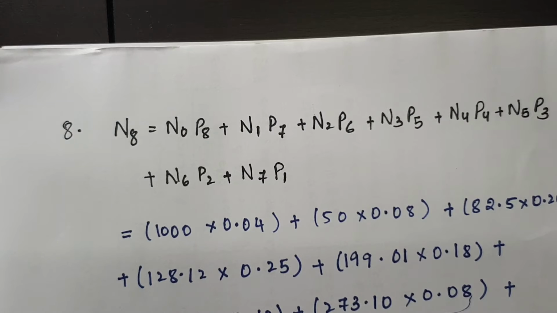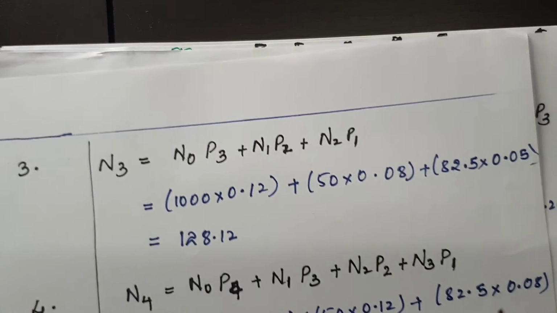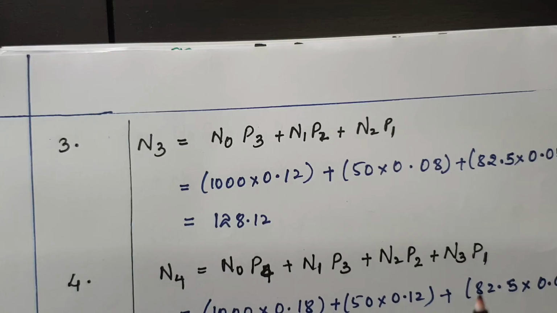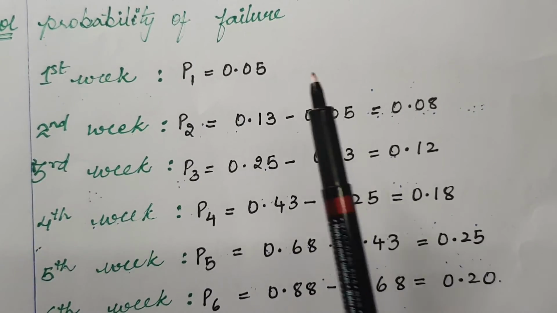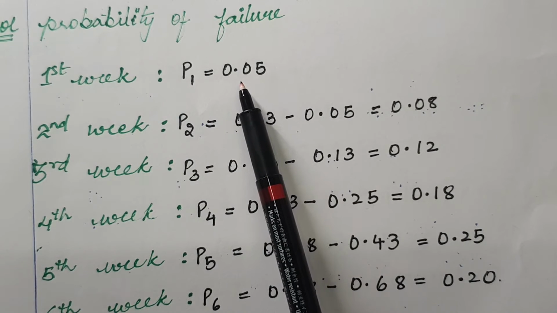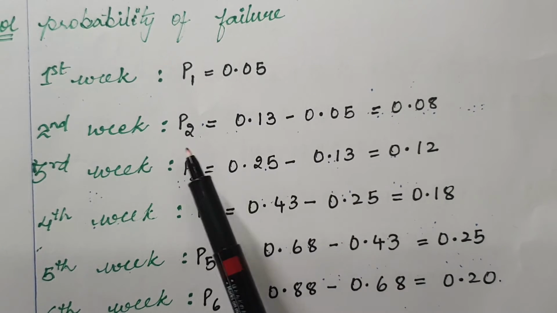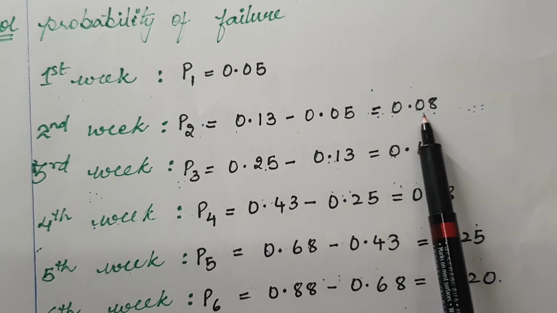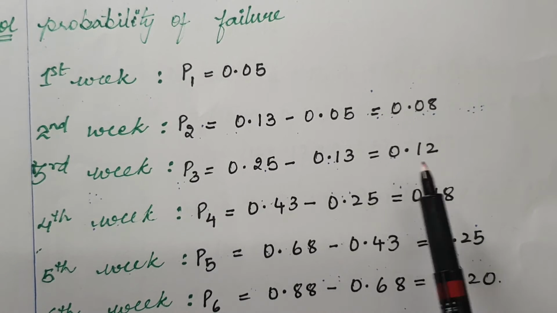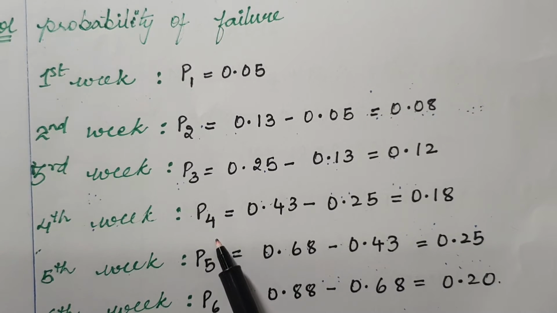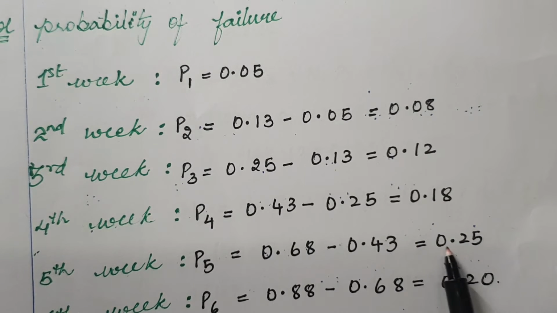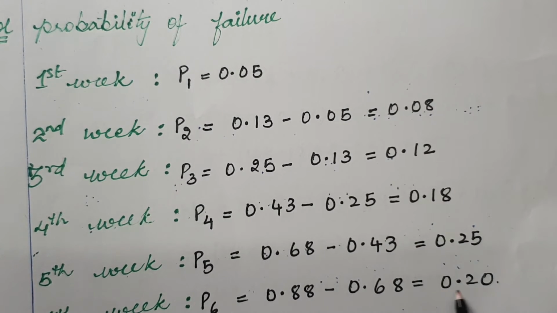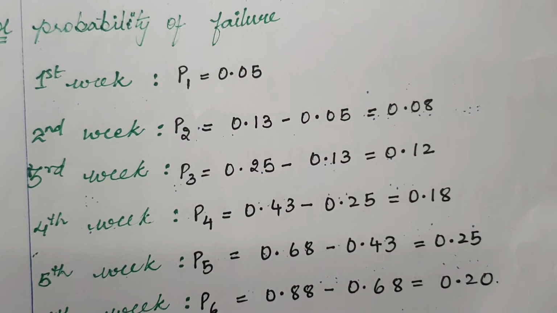Now the next thing is where you have to get these N values and P values. P you already got from here. As you can see here, in probability you got the value of P1. How much you got? 0.05. P2 value how much you got? 0.08. P3 value how much you got? 0.12. P4 value how much you got? 0.18. P5 value? The P6 value 0.28. P7 value 0.08. P8 value 0.0.